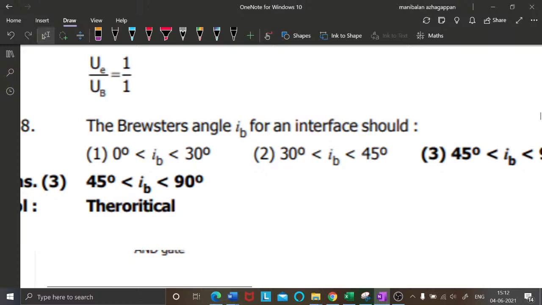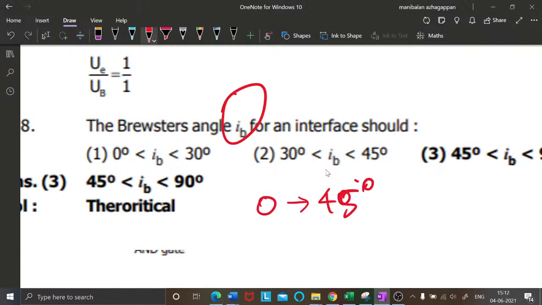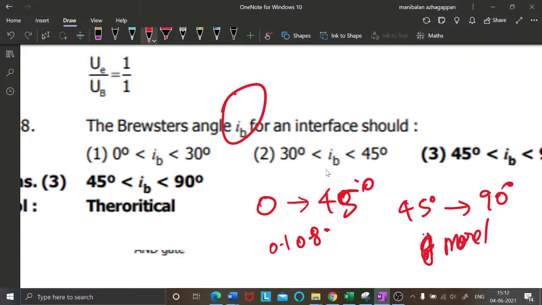Now Brewster's angle. What is the range of the Brewster's angle? To find this angle, you need to know the tan calculation. From 0 to 45 degrees, the tan value is less than 1, like 0.1, 0.8. From 45 to 90 degrees, the tan value is more than 1, like 1.5, 1.6.